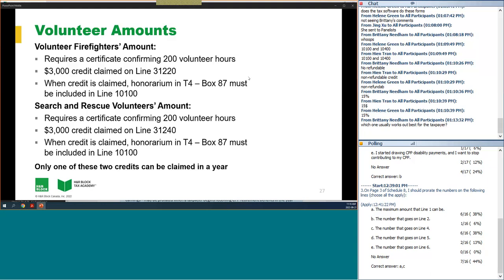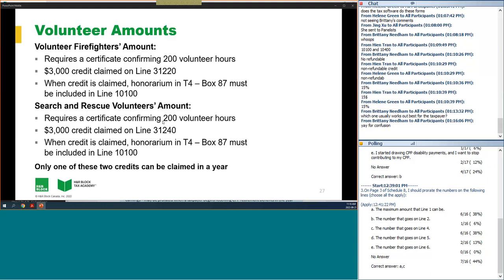Okay. It's a non-refundable credit, which means if their income is so low that they're not owing any tax anyway, there's no point. It's a non-refundable credit. If they're already paying no tax, non-refundable credits don't help you. Okay, and I know this one feels confusing. This is why we're going to practice it. You're going to get to practice it.